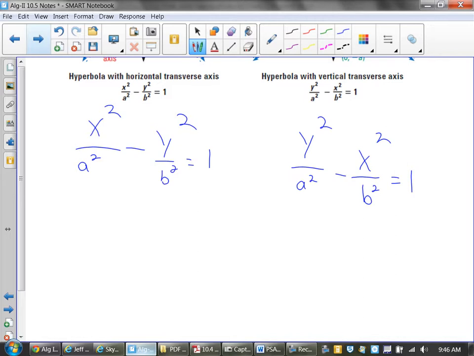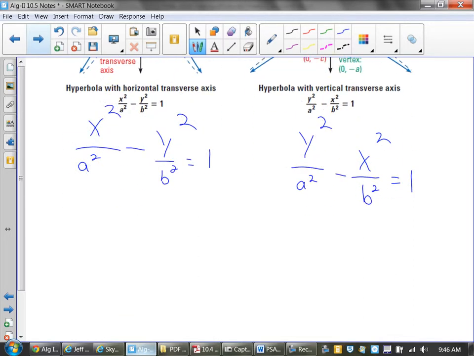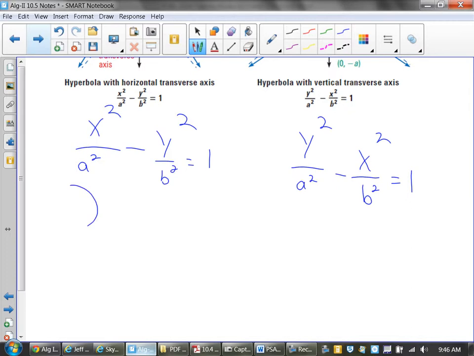When we had the ellipses, the a squared placement decided how it was being stretched, whether up and down or left and right. In this case, it's whatever term comes first. If the x squared comes first, it's going left and right. And if y squared is first, it's your up and down. That's basically what's going on in here.